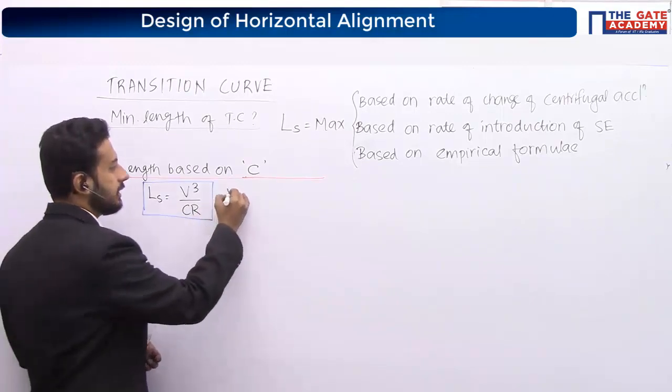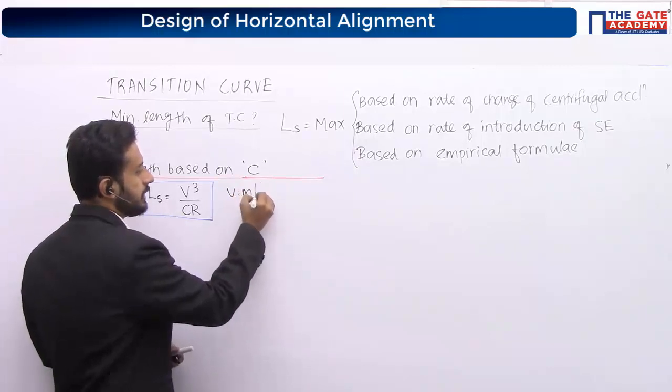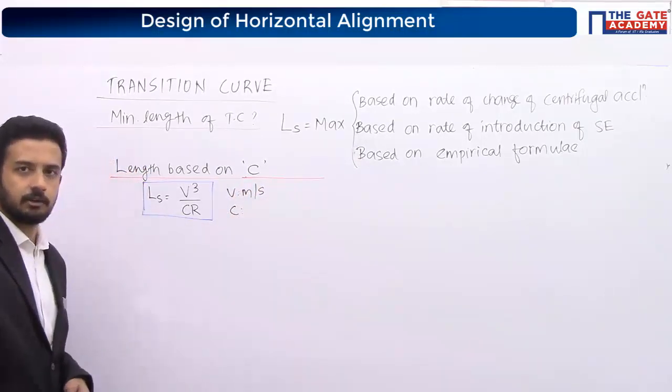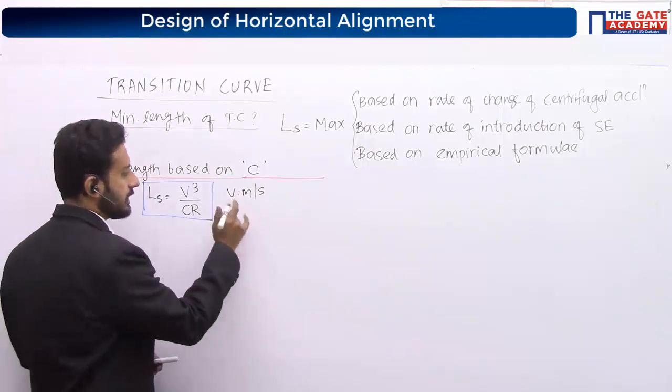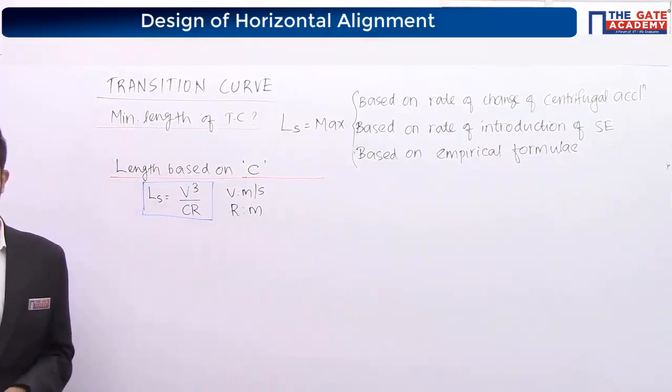So what is V? V is nothing but the speed, and it should be in meter per second. What is C? Nothing but your rate of change of centrifugal acceleration. And what is R? Nothing but the radius. Radius should be in meters. Okay.